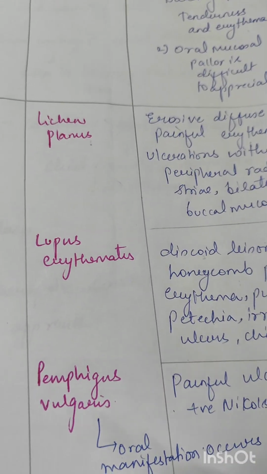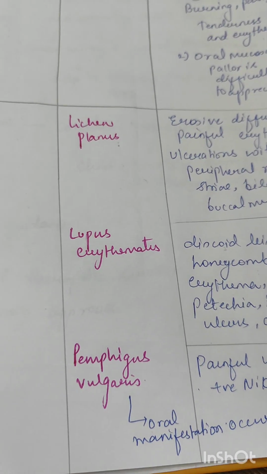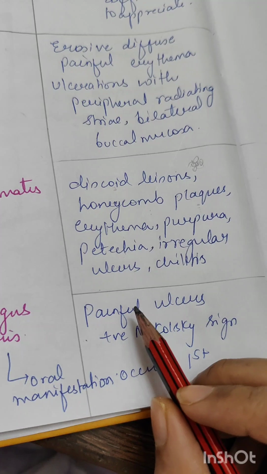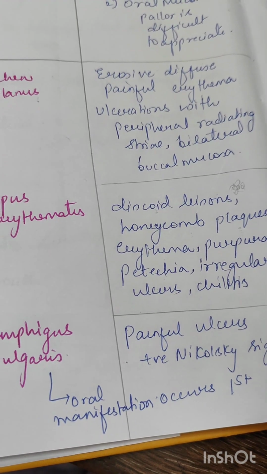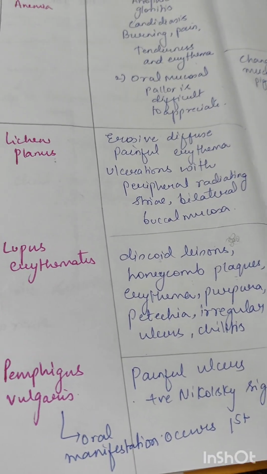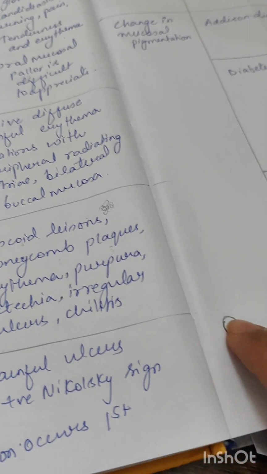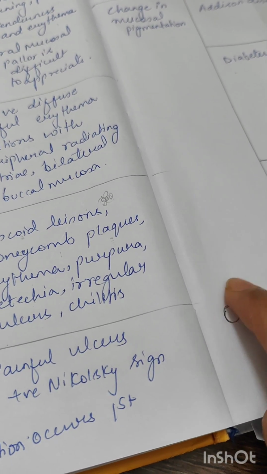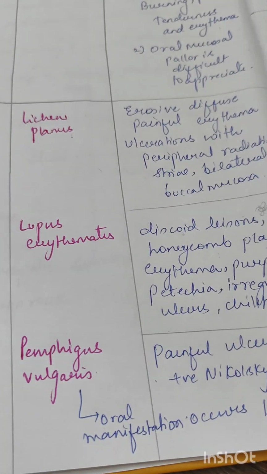Next is pemphigus vulgaris. In pemphigus vulgaris, the oral manifestation occurs first, then you might see lesions on the skin and other parts of the body. So the first indication for pemphigus vulgaris will be oral manifestation, which will include painful ulcers, and Nikolsky's sign will be positive. That means when you apply a lateral pressure around a lesion or blister, the normal surface will disappear and the blister will elongate. It will spread. That is what is known as Nikolsky's sign, positive in pemphigus vulgaris.